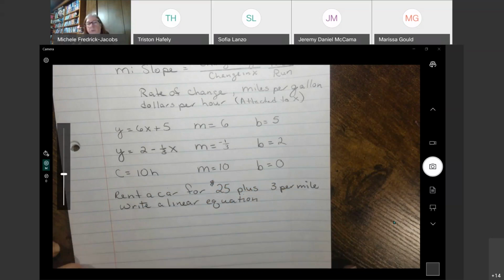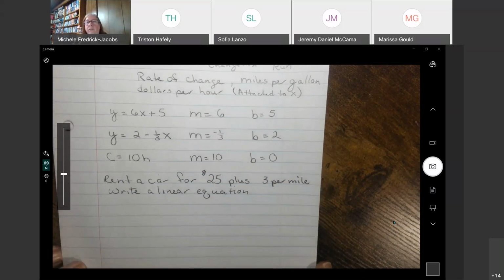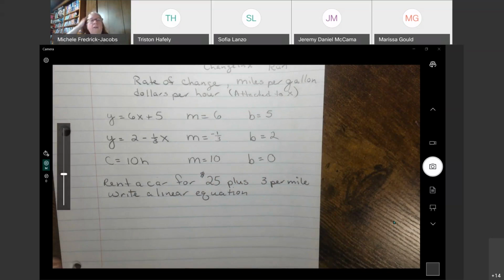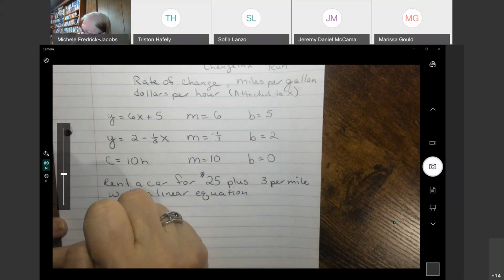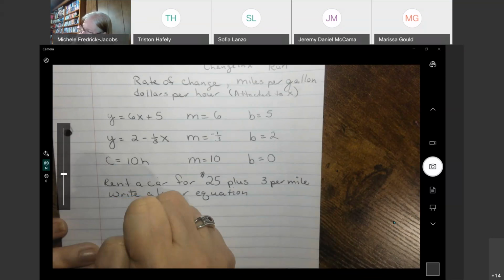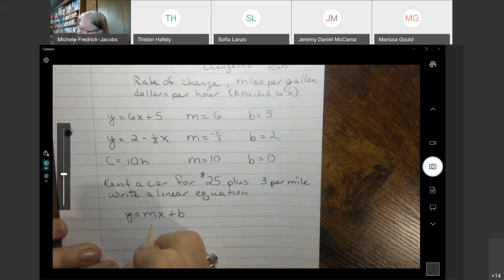So let's first write a linear equation. We want to rent a car for $25 plus $3 per mile. So just to take the car off of the lot is $25, and then you pay $3 for every mile that you drive. Our equation, y equals mx plus b, means we need to find the slope and the y-intercept.